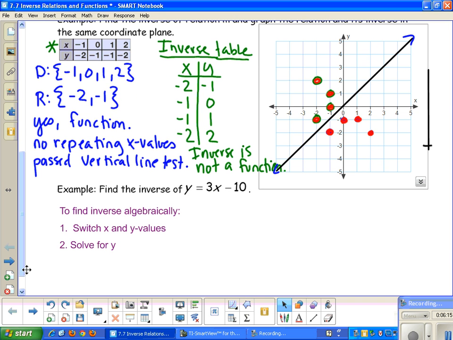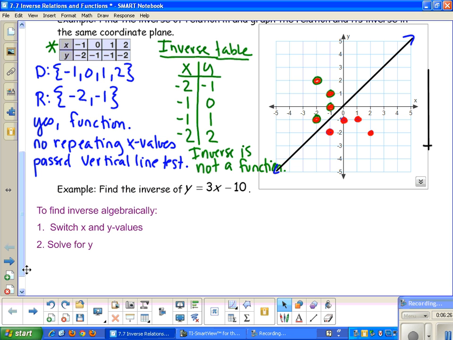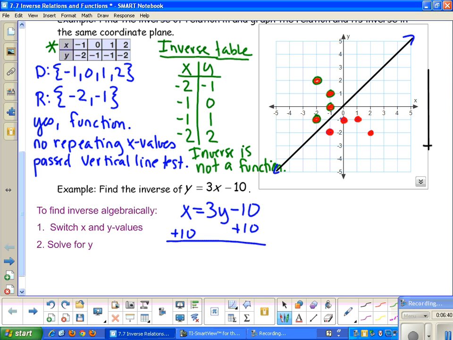Now let's go ahead and find the inverse of y equals 3x minus 10 algebraically, which means by hand. So remember, as it says above on your paper, to find the inverse algebraically, switch the x and y values, and then you solve for y. So in this case, our y becomes x, our x becomes y, and now I'm going to solve for my y. So add the 10, and I get x plus 10, because those are not like terms, equals 3y. I need to solve for y by getting rid of that 3 by dividing. So when I do, I get y equals x plus 10 over 3.